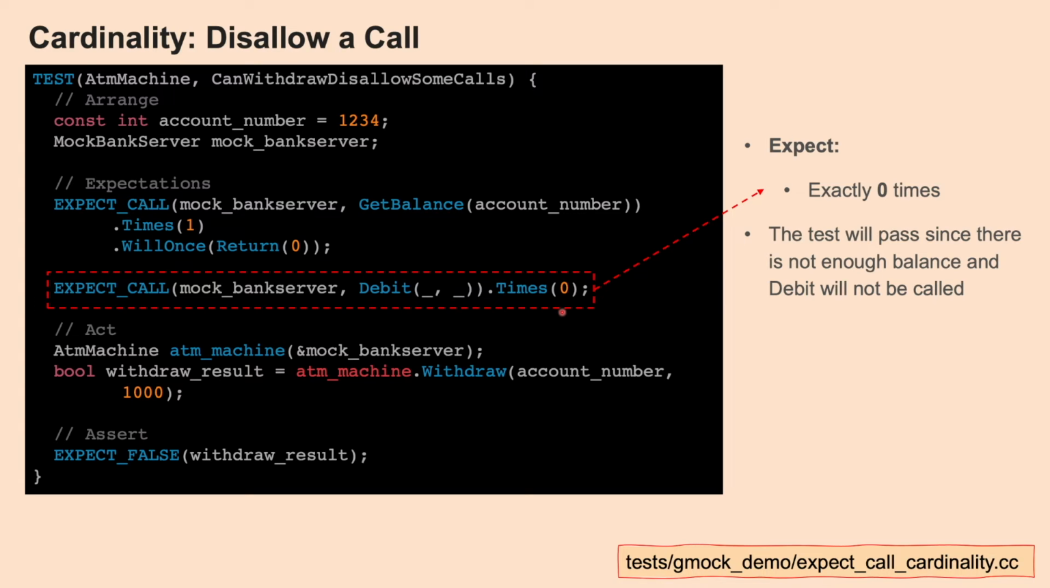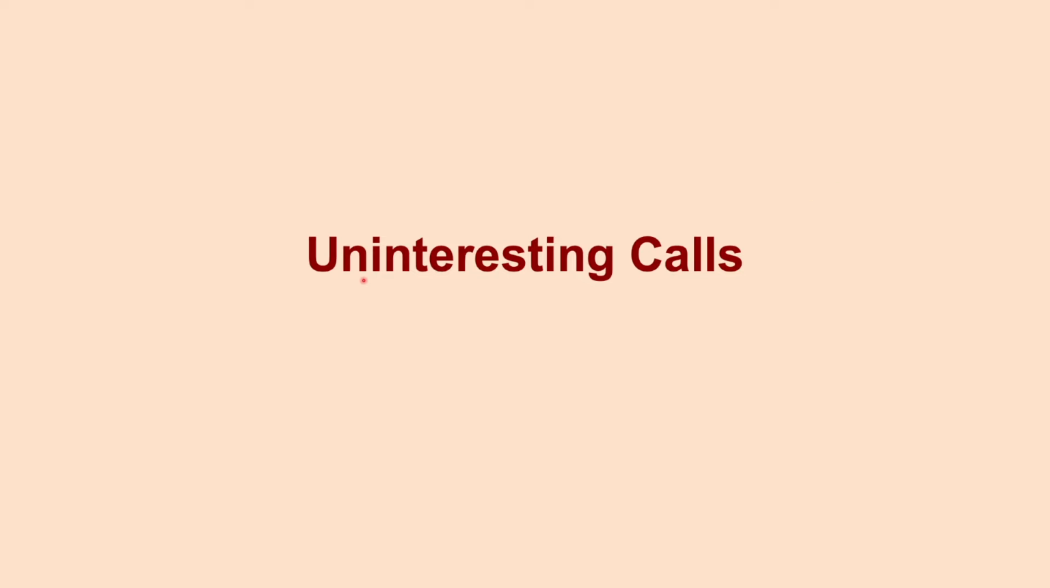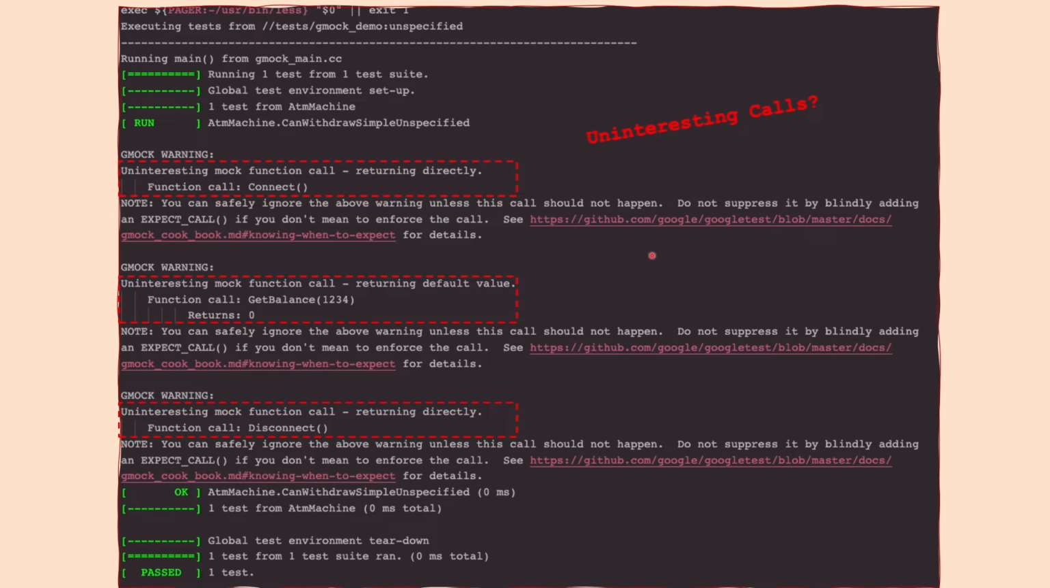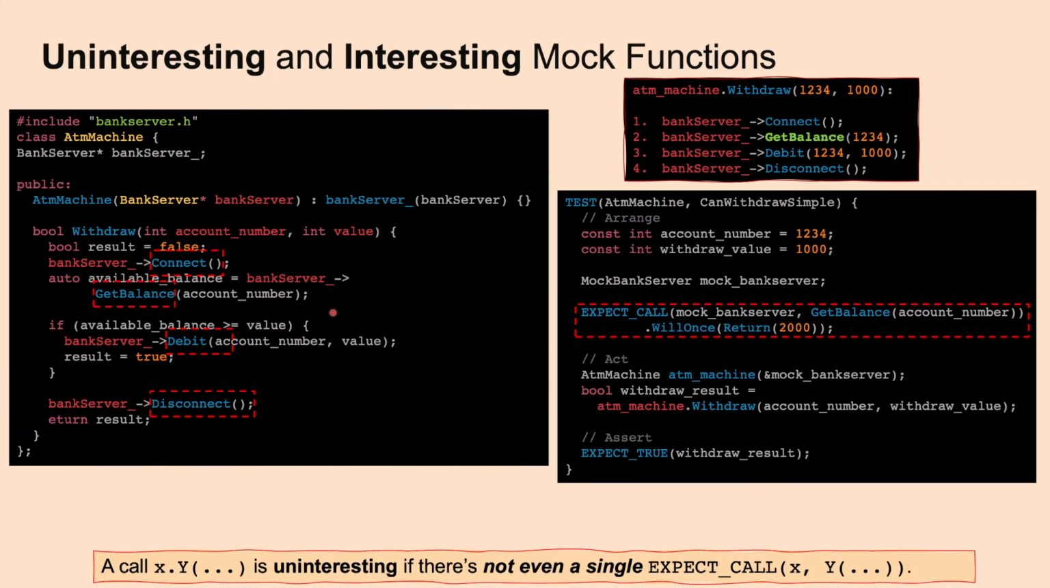There is one more way to do this, which brings me to the next topic, which is called uninteresting calls. Remember from the beginning of this video where we looked at the output log of your test and we saw these warnings, and back then I promised to go over these warnings later. This is the time to talk about them. So what is happening here is that what we specified was only expectation for get balance call. And as you remember, the withdraw function of the ATM machine is calling connect, get balance, debit, and disconnect. Of all these functions, we only specified get balance. The other ones, debit, disconnect, and connect, are left unspecified.